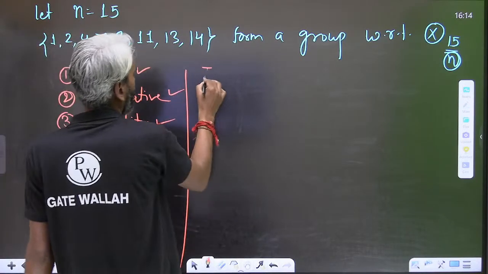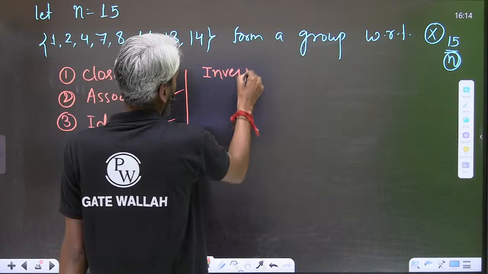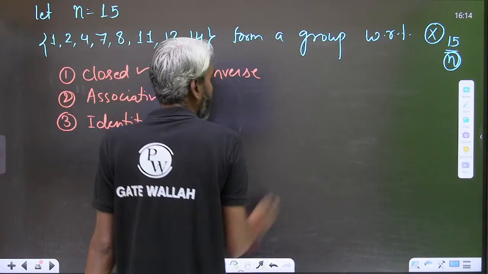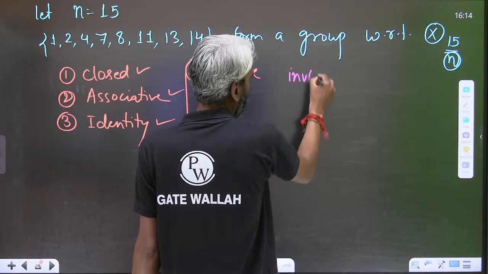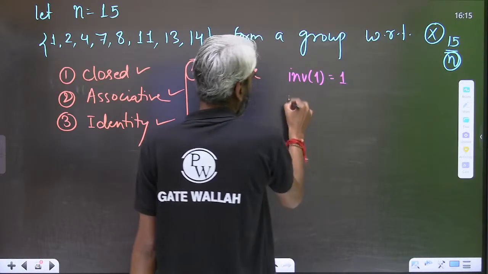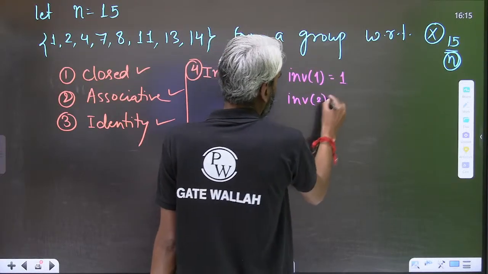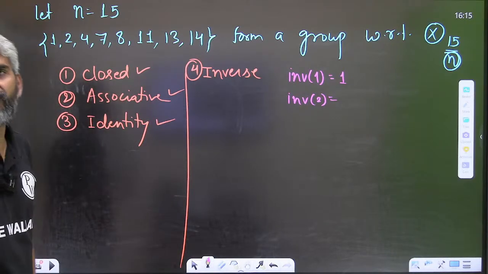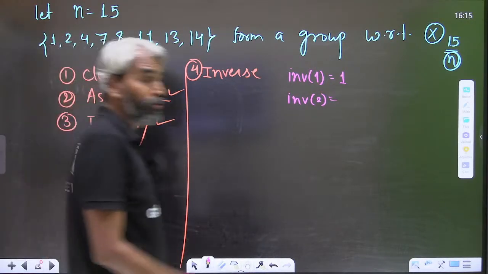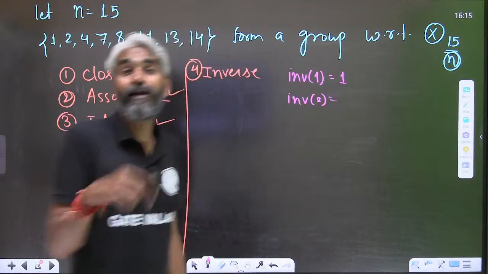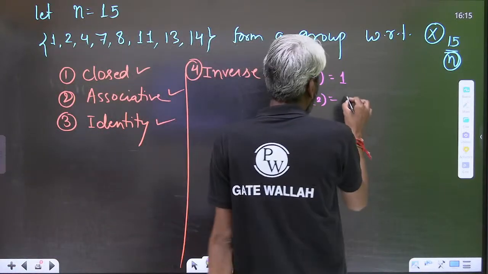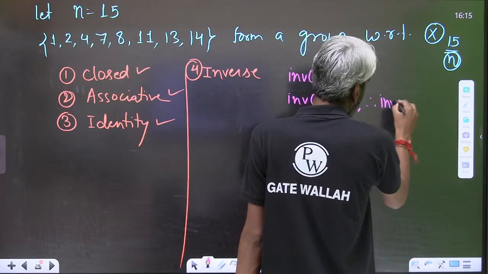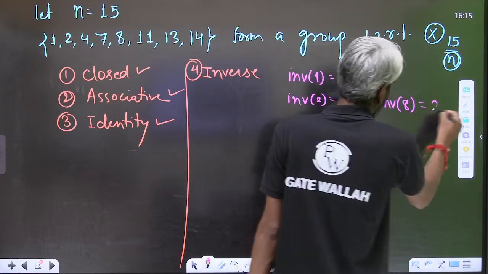Now let's look for inverse. For inverse, sir, what will be inverse of 1? 1 is the identity element. Therefore, inverse of 1 will be 1. Sir, what will be inverse of 2? With what element do we multiply 2 and divide by 15 so that the remainder will be 1? Sir, 2 8s are 16. Divided by 15, remainder will be 1. Inverse of 2 will be 8. Therefore, inverse of 8 will be 2.